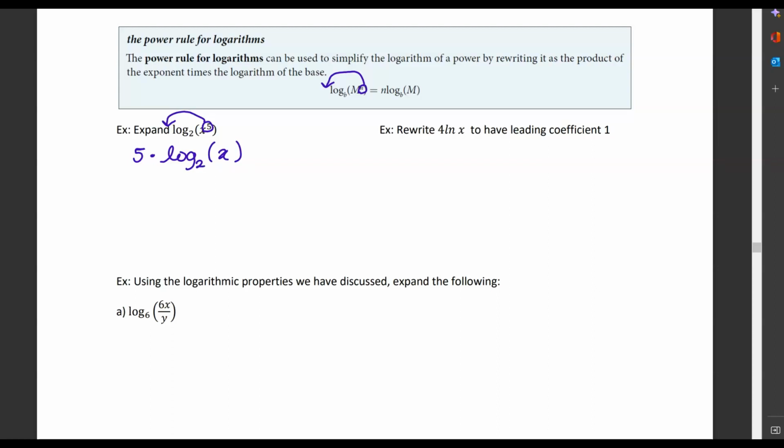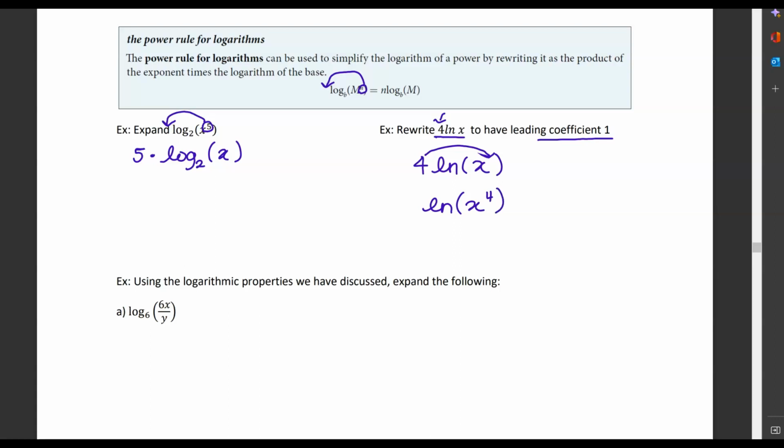So if we want to rewrite 4 times ln of x to have a leading coefficient of 1, this is basically telling us we want to get rid of this 4 here. So if I have 4 ln of x, we're using the power rule in reverse, and we're bringing this back in. So it's going to be ln of x to the 4th power.